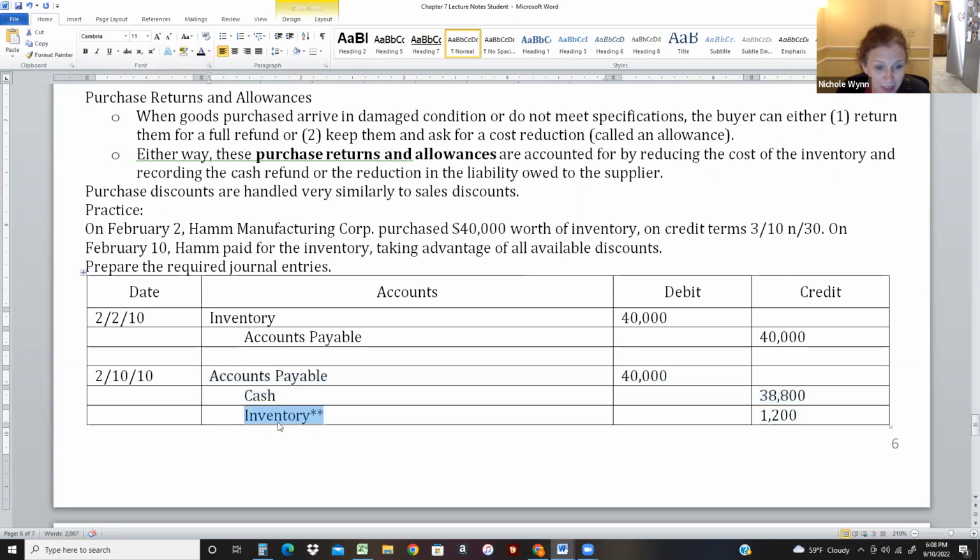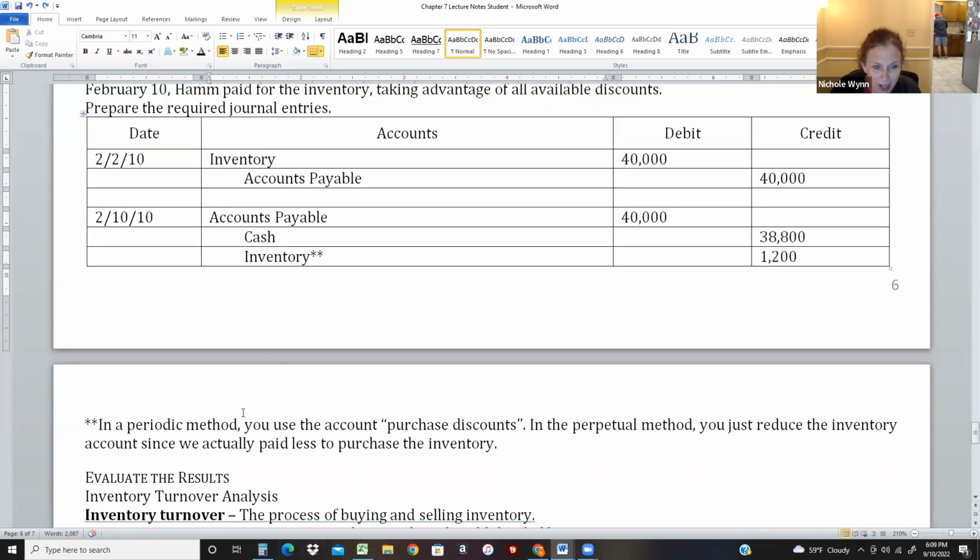Okay, so accounts payable is 40,000, but I'm only paying cash of 38,800. And if we use the same concept as before, we would use purchase discounts. So purchase discounts is the account that you feel like you should credit. But if you're using the perpetual method, you actually just reduce the cost of your inventory. So we actually put inventory right here, because the inventory's cost we thought was going to be 40,000, but we're reducing it by 1,200 to show that we're really only paying 38,800. I don't think you'll do any of those kinds of journal entries except for just recording purchases and stuff. In a periodic method, though, you do use an account called purchase discounts right here.